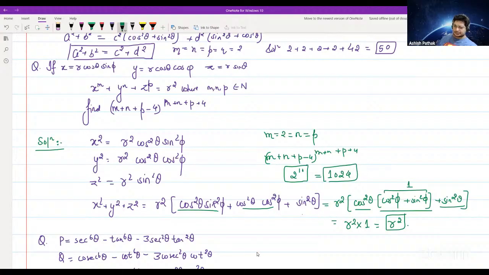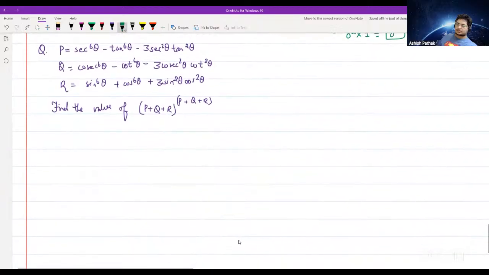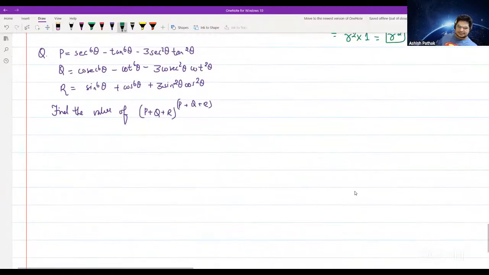This is the next question that you have. P equals sec to the power 6 theta minus tan to the power 6 theta minus 3 tan square theta sec square theta, like this that is given. You have to find P plus Q plus R. Do it and tell me the answer.